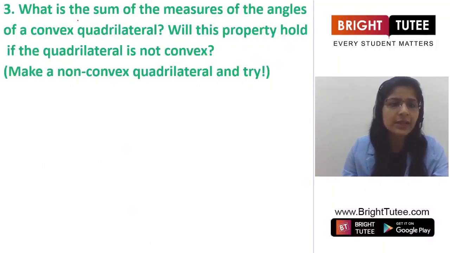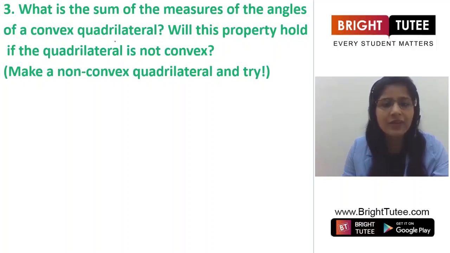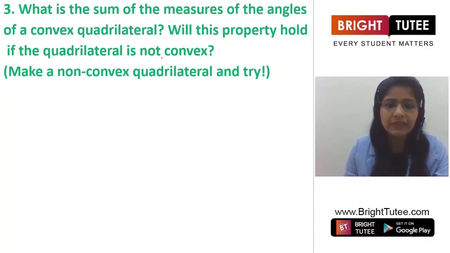The question says, what is the sum of the measures of angles of a convex quadrilateral? So we have already discussed it. I'll also discuss in detail again, and they're asking, will this property hold if the quadrilateral is not convex? So that means if it is non-convex, that means it is a concave quadrilateral. So does the property still hold or not?